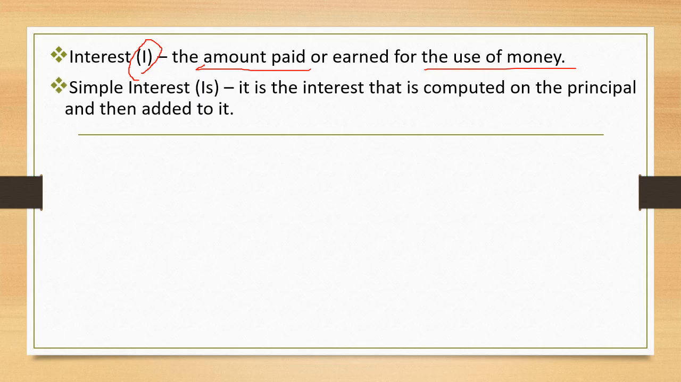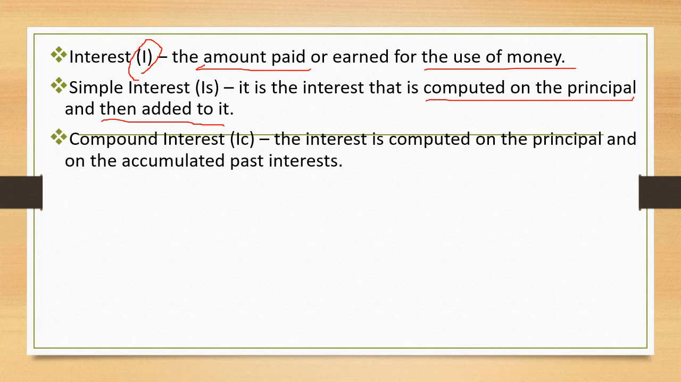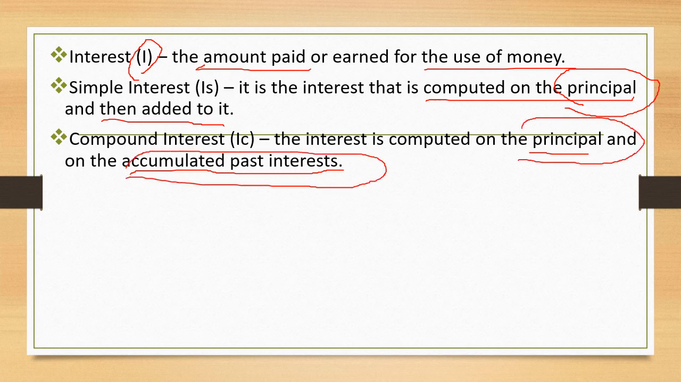Next term, simple interest. So we will be discussing two types of interest here. The simple interest is yung kauna-unahan. It is the interest that is computed on the principal and then added to it. Next term, compound interest. Ito yung second type ng interest, wherein the interest is computed on the principal and on the accumulated past interest. So pinagkaiba niyan, dito, the interest is computed on the principal only. Samantalang sa compound interest, the interest is computed on the principal plus the past interest.